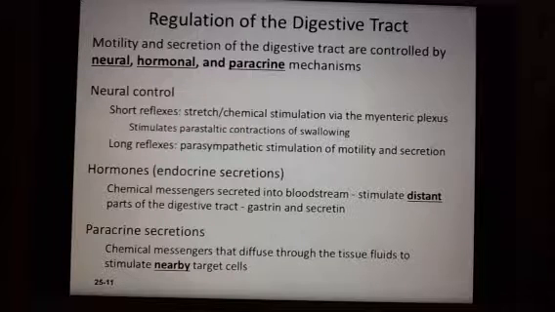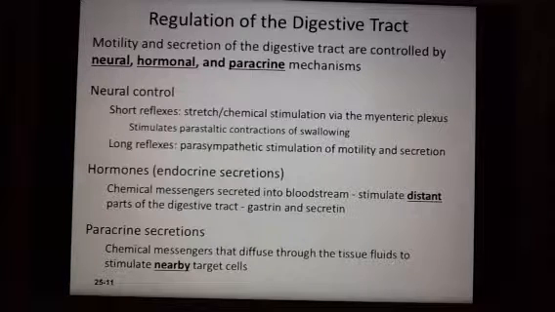So for neural control, we have short and long reflexes. The short reflexes help stimulate the peristalsis, and again, we'll talk about what that means. The long reflexes are signaling back into the brain for motility and secretion.